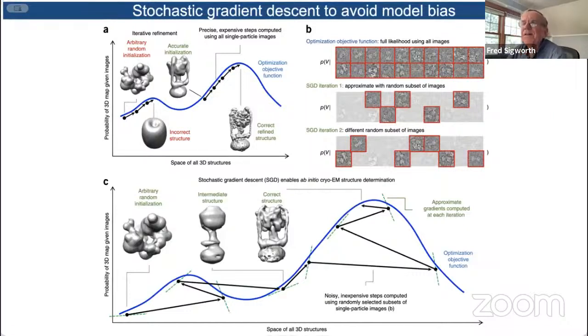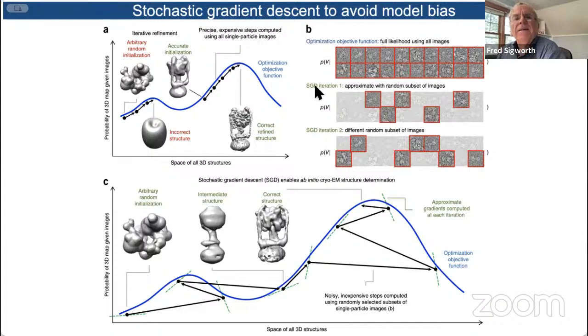I wanted to mention one other cool algorithm, which is stochastic gradient descent. Here's the basic problem. We're trying to maximize the likelihood. So we start with some kind of random initialization of our iterative refinement algorithm. And we start increasing the likelihood, and we get to a maximum of the likelihood, but the maximum is the wrong structure because we're way away from where the real structure ought to be.